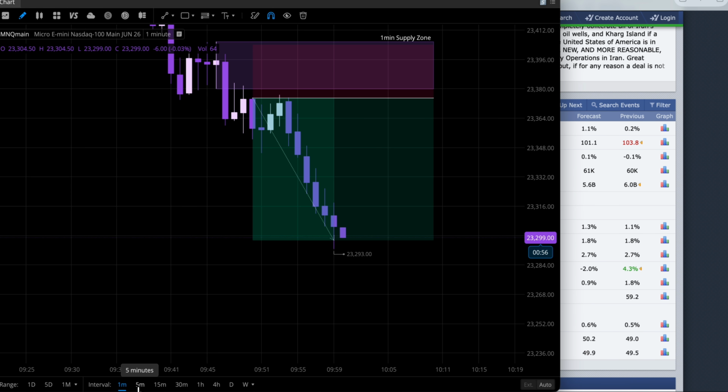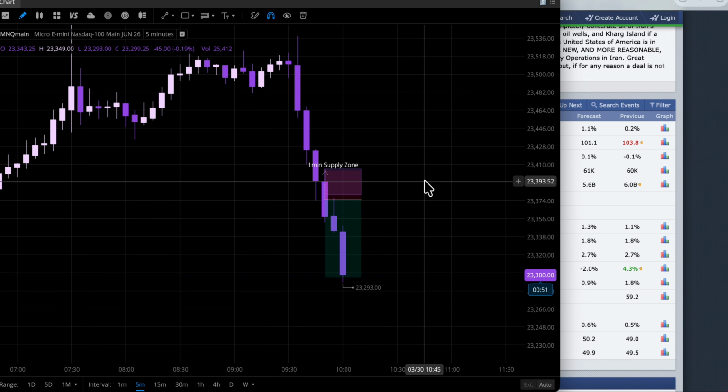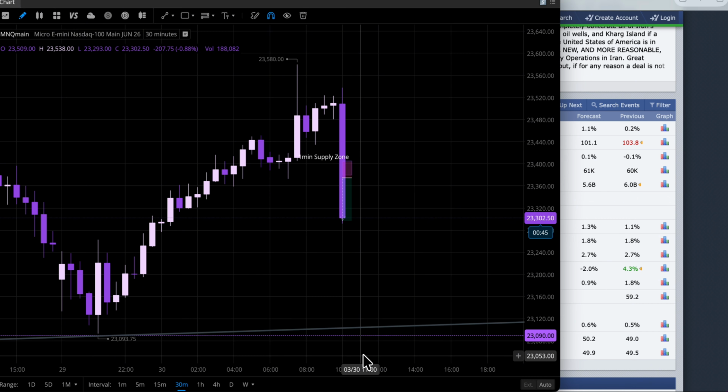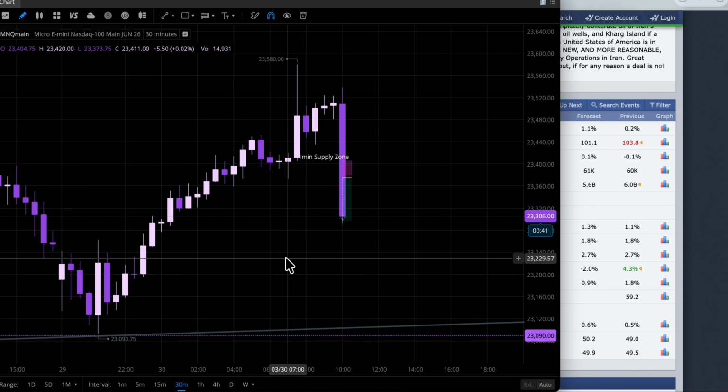That is the trade. Where is price dropping to? I genuinely don't know. But we caught some of it. So that's all that matters.